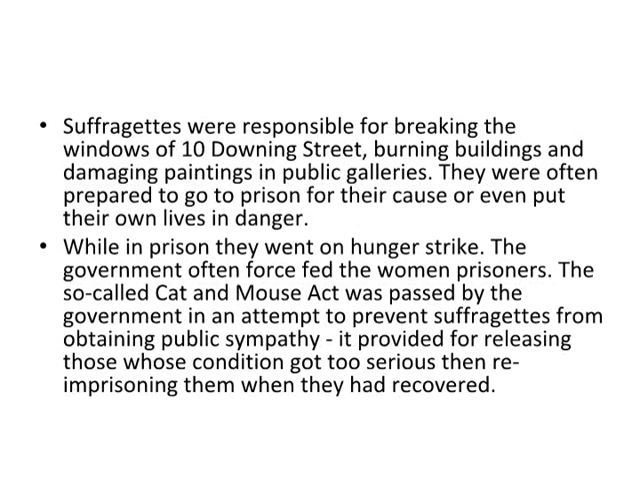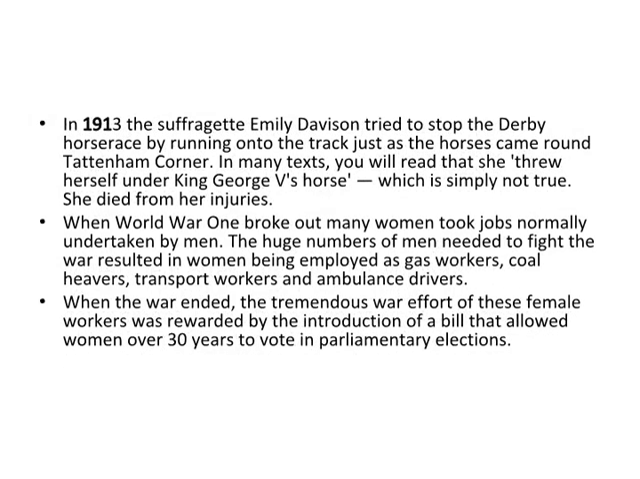Suffragettes were responsible for breaking the windows of 10 Downing Street, burning buildings and damaging paintings in public galleries. They were often prepared to go to prison for their cause or even put their own lives in danger. While in prison, they went on hunger strike. The government often force-fed the women prisoners. The so-called Cat and Mouse Act was passed by the government in an attempt to prevent suffragettes from obtaining public sympathy. It provided for releasing those whose condition got too serious, then re-imprisoning them when they had recovered.